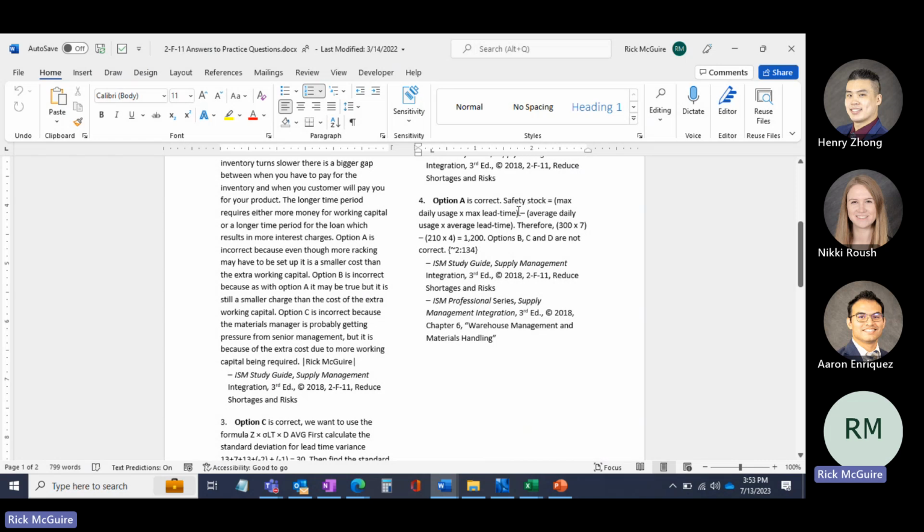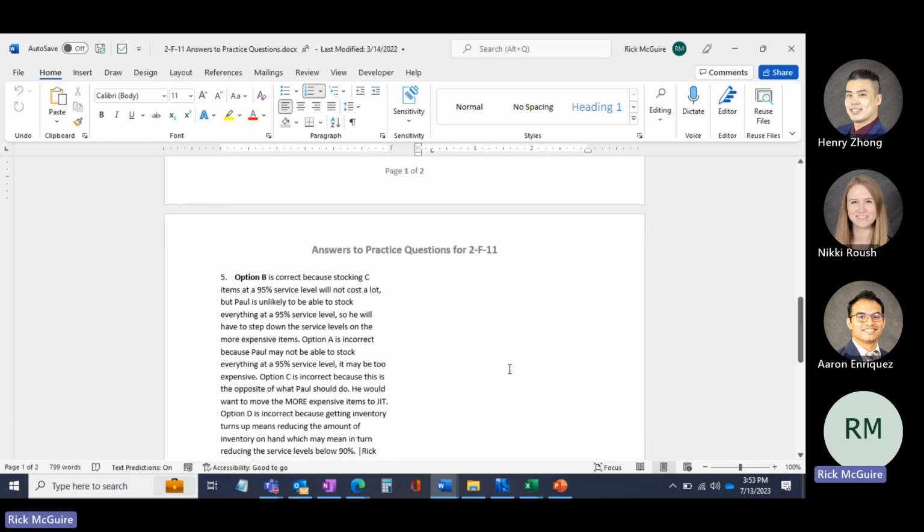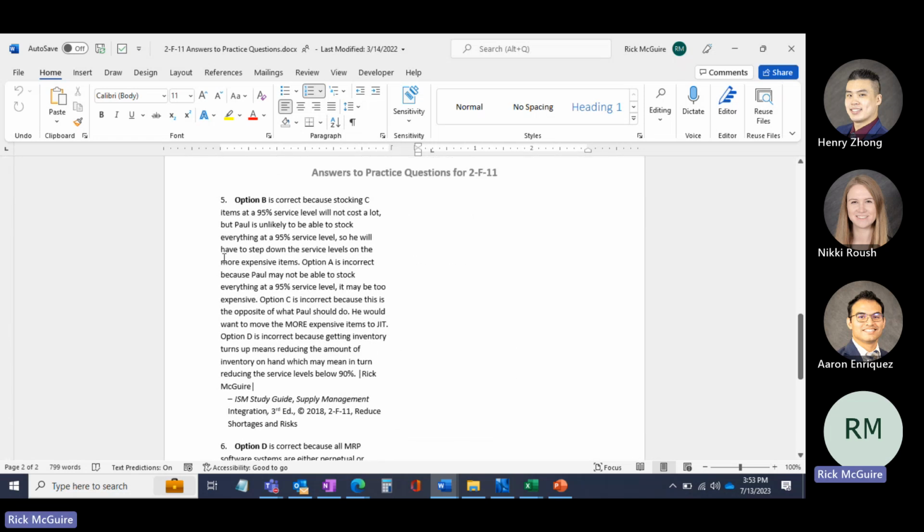4 is Alpha. Again, this is the same ISM formula, max daily usage times max lead time minus average daily usage times average lead time. And 5 is Bravo. Because you can do 95% service level for C stock, that's just cheap, but you can't do it for your A and B stock.